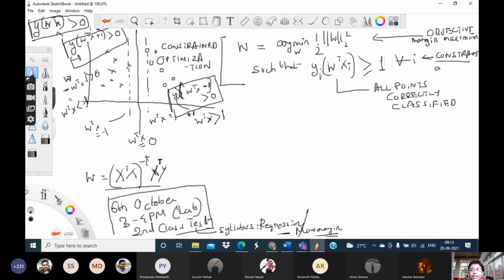That is, whenever Yi is plus 1, then this condition simply means W transpose Xi is greater than or equal to 1, which is this. And if Yi is equal to minus 1, then that means W transpose Xi is less than or equal to minus 1, which is this. So both of these criteria are individually taken care of by writing it in this way. Instead of having this as greater than 0, I am having it as greater than 1. So all points are correctly classified with respect to their marginal classifiers.